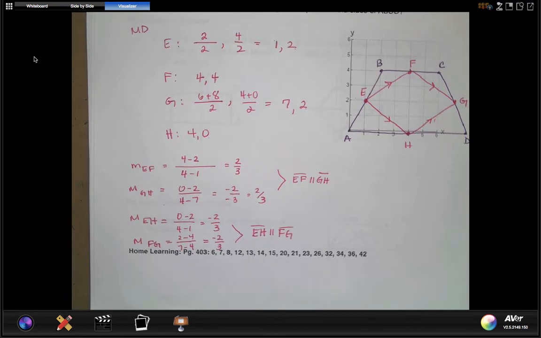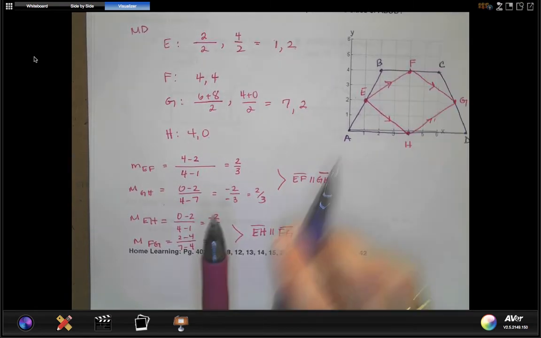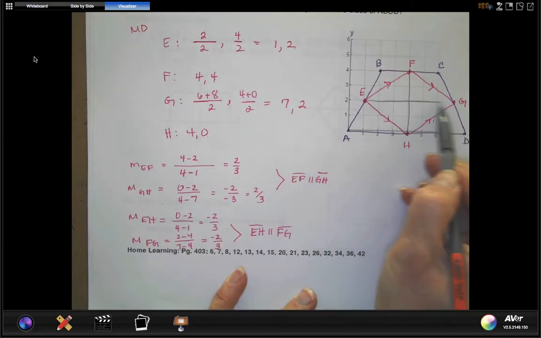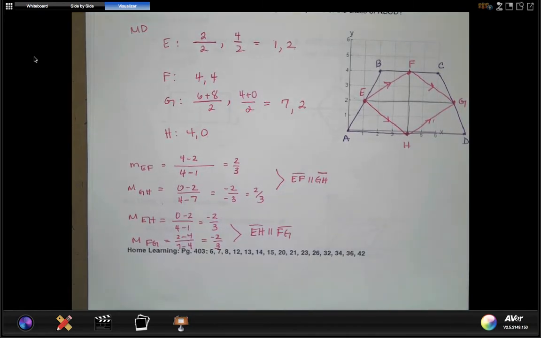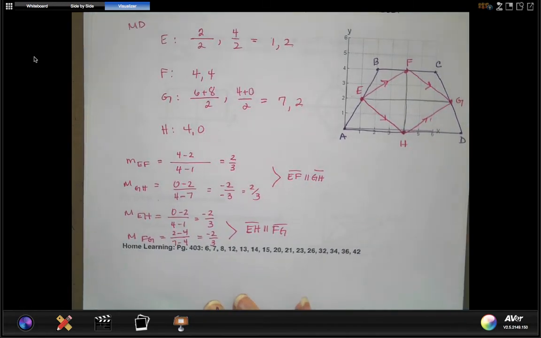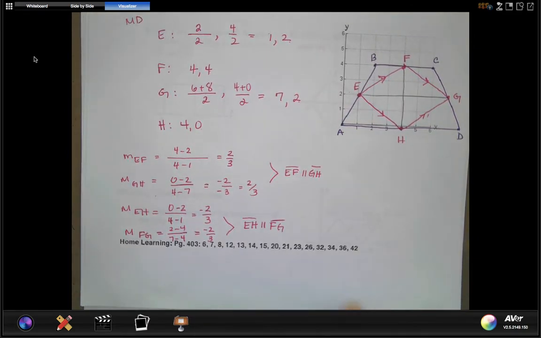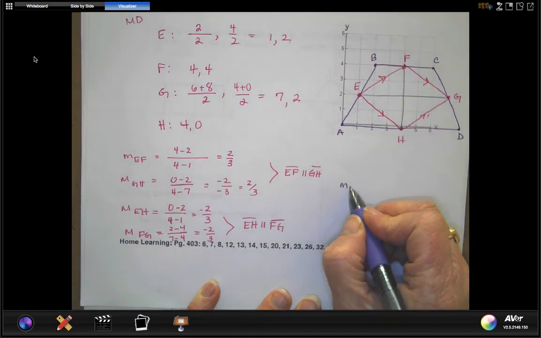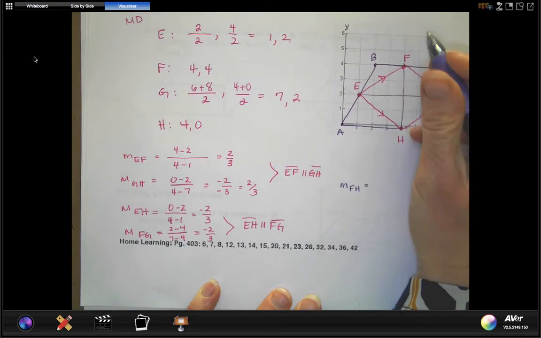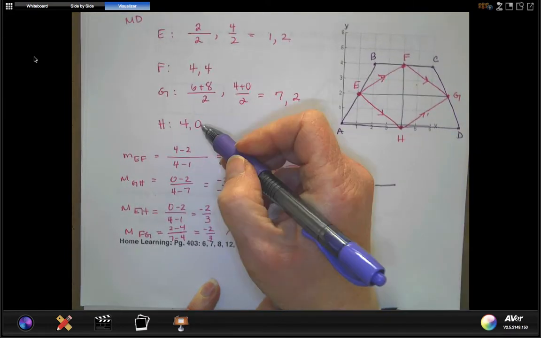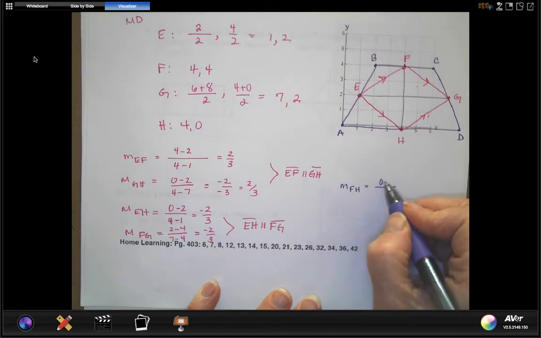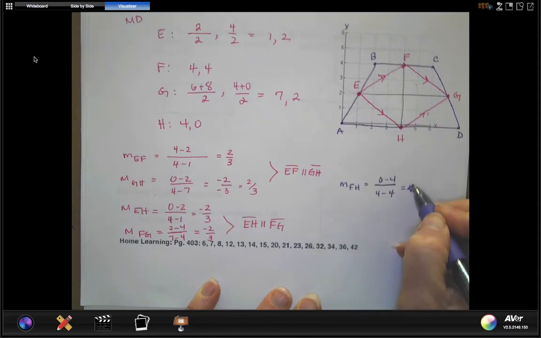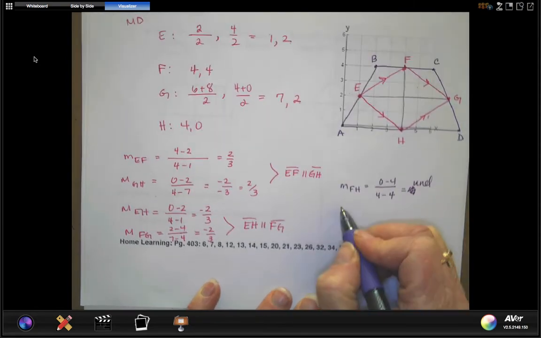Just looking right here, if I'm thinking about the diagonals, this diagonal has a length of 4. This diagonal has a length of 6. So the diagonals aren't congruent, so it's not a rectangle. The question is, could it be a rhombus, since I know it's a parallelogram. If it's a rhombus, I want to show the diagonals are perpendicular. So if you look right here, the slope of FH is a vertical line. But even if you didn't look at that, if you wanted to do the math, FH, you'd have 4 over 0, so this would be undefined. So it's a vertical line.